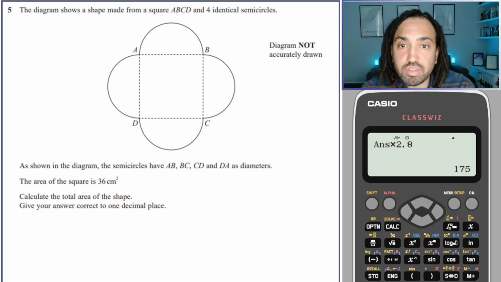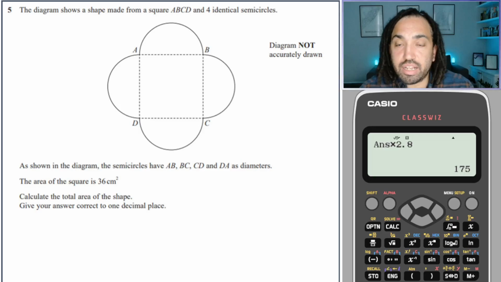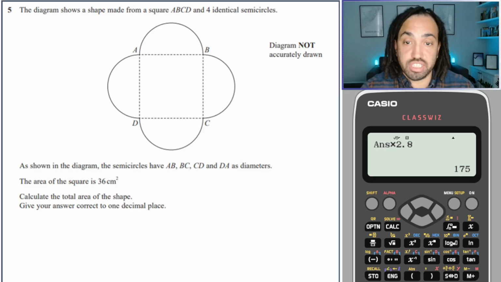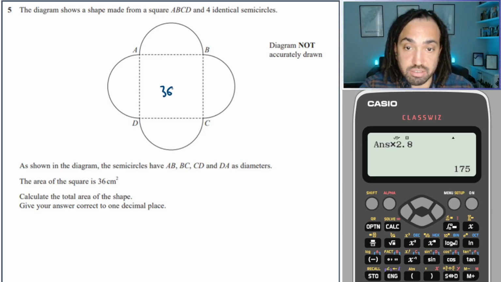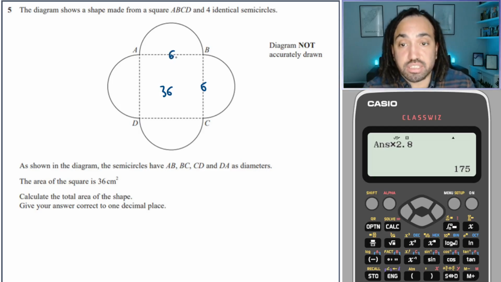Okay, we have a square and 4 semicircles, and basically the area of the square is 36. Okay, so 36. Well, that just means that each side is 6, because 6 times 6 is 36. Calculate the total area of the shape.